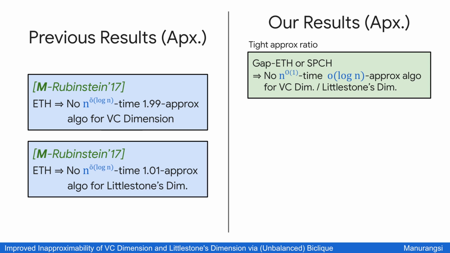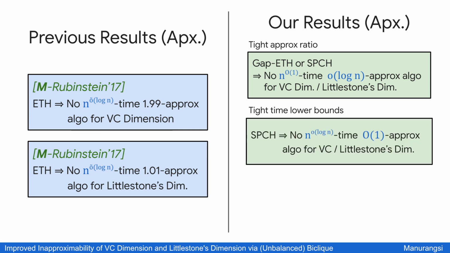And this approximation ratio is tight because, recalling from earlier, there is a trivial polynomial time log n approximation algorithm for both dimensions. While this result only rules out polynomial time algorithms, we also provide results that get the tight running time lower bound as well. In particular, assuming the strongish planted clique hypothesis, we can show that no n to the little o of log n time algorithm can get constant factor approximation for these dimensions.